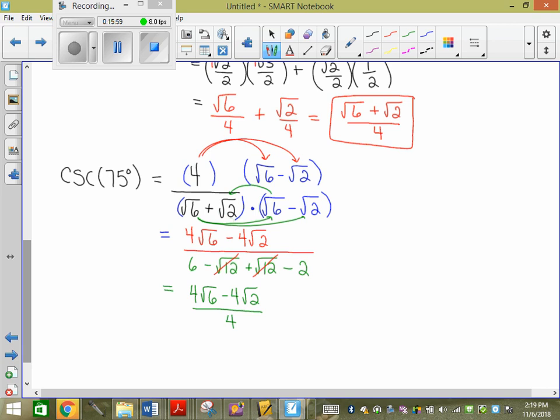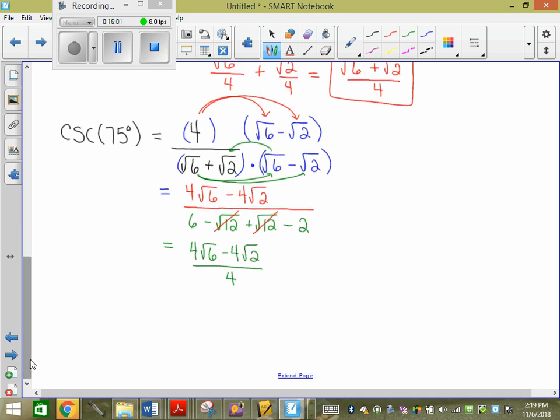And then some people cross them off. But instead of crossing them off, what I would hazard you to do is actually take the GCF out of the top. So what's common to both the top two terms? A 4. So I can get 4 bracket root 6 minus root 2. And then I have a 4 in my denominator. And then I can cancel them off.